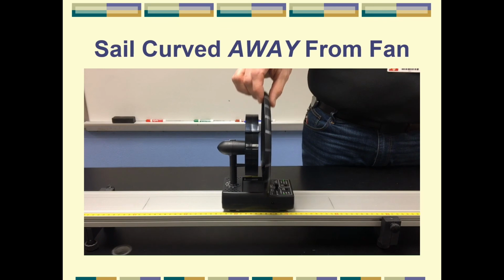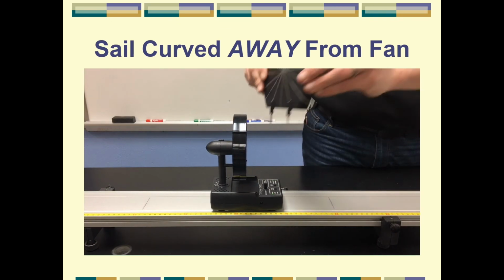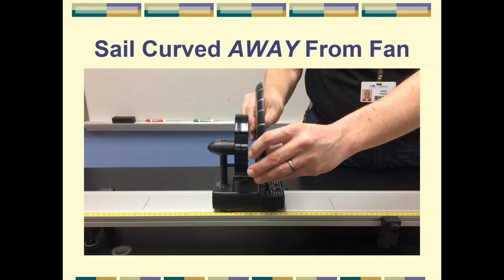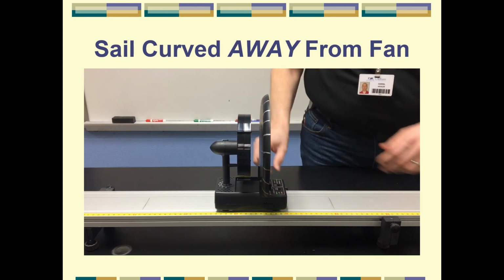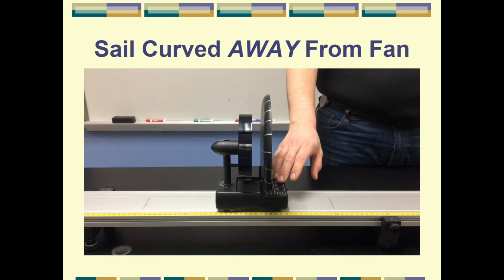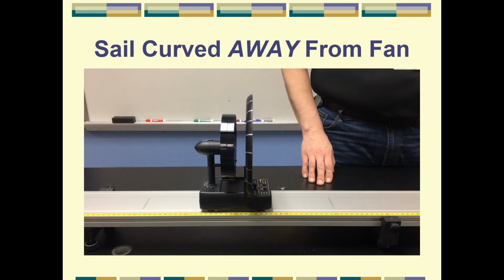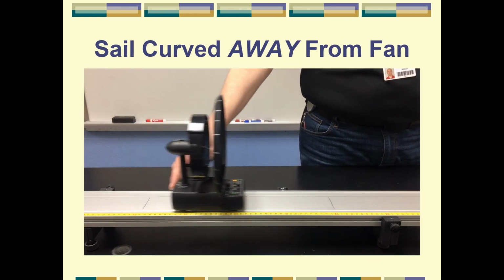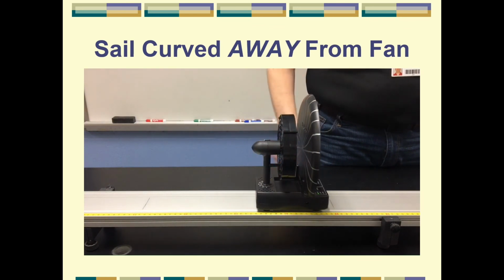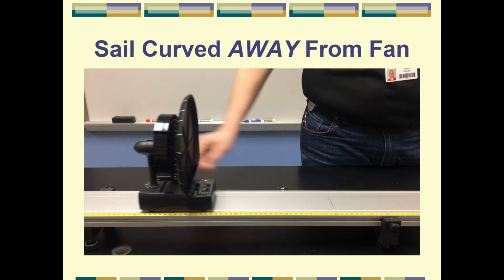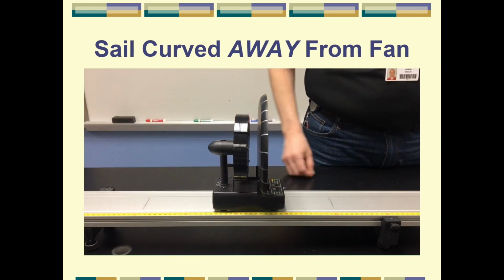All right, so we have our sail. We're going to go ahead and flip it around so that the curve is now the other direction. So let's look at what happens in this instance. We turn the fan on, and we see that the net impulse is actually to the left, which means that there's more impulse acting on the fan to the left than on the sail to the right.